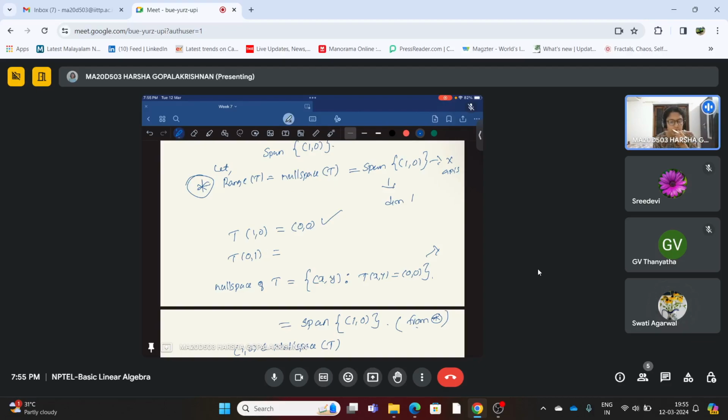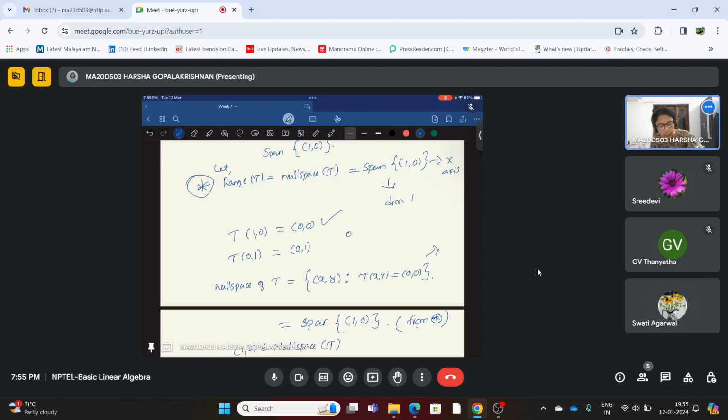Now, if I am taking T of (0, 1) as (0, 0), is this possible? That means (0, 1) is also going to 0, which is not possible. Okay, now I am taking T of (0, 1) as (0, 1). Is this possible?